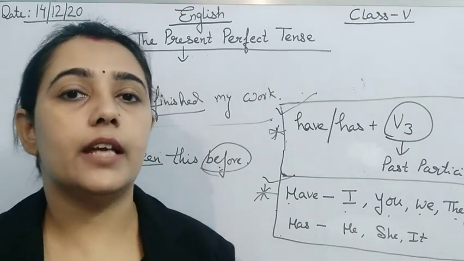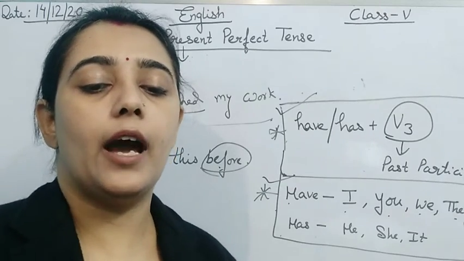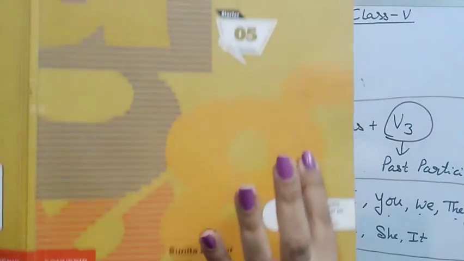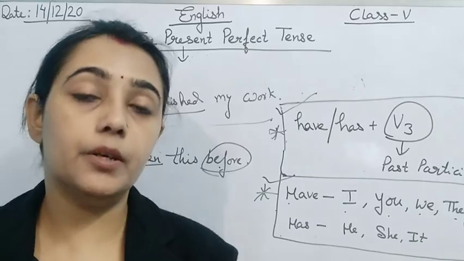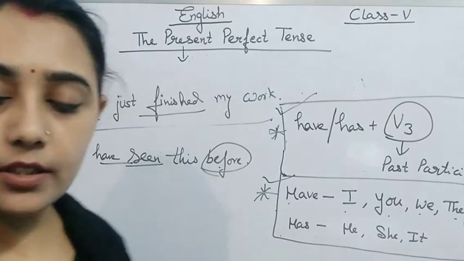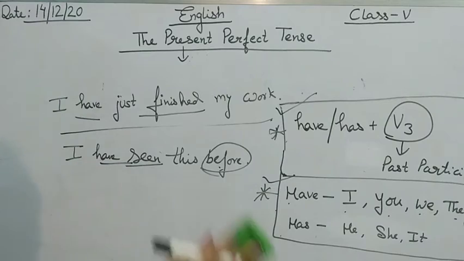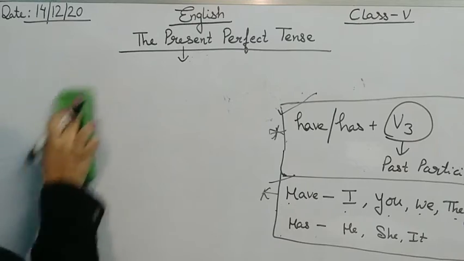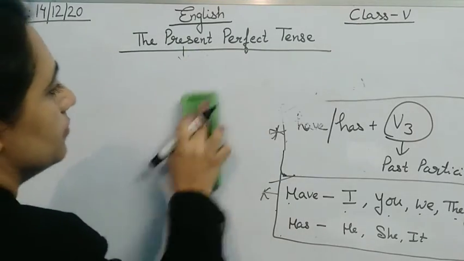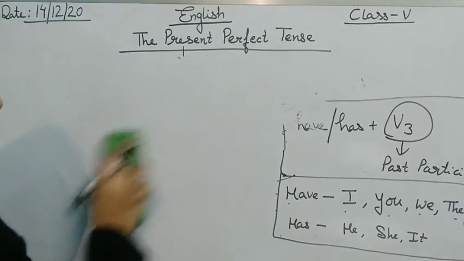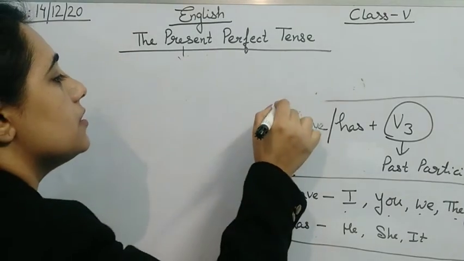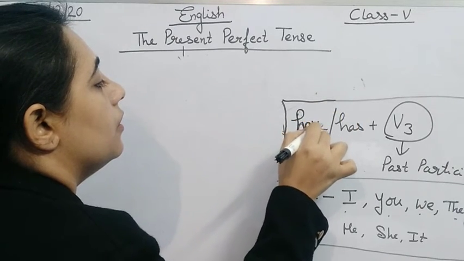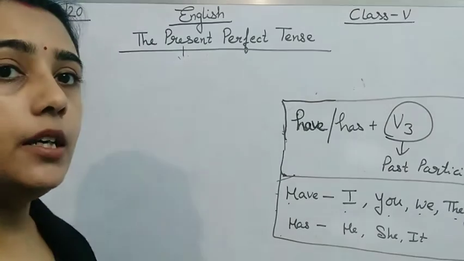Now we will do the exercise. Everyone open your grammar book. See, this is your grammar book. I know everyone has this book. Open your book, page number 64. Now let's do some exercises. I am not rubbing this part because this is the important part to keep in mind. Let's solve it.